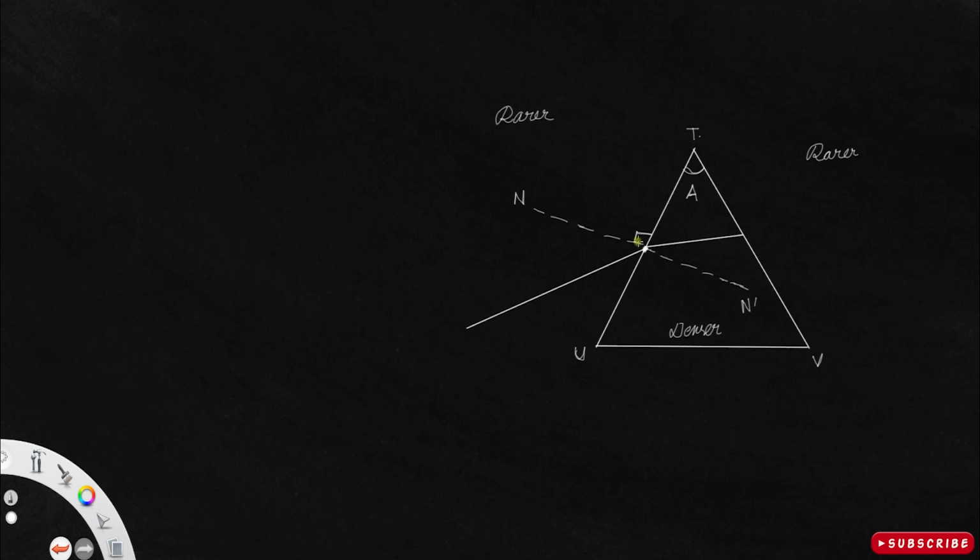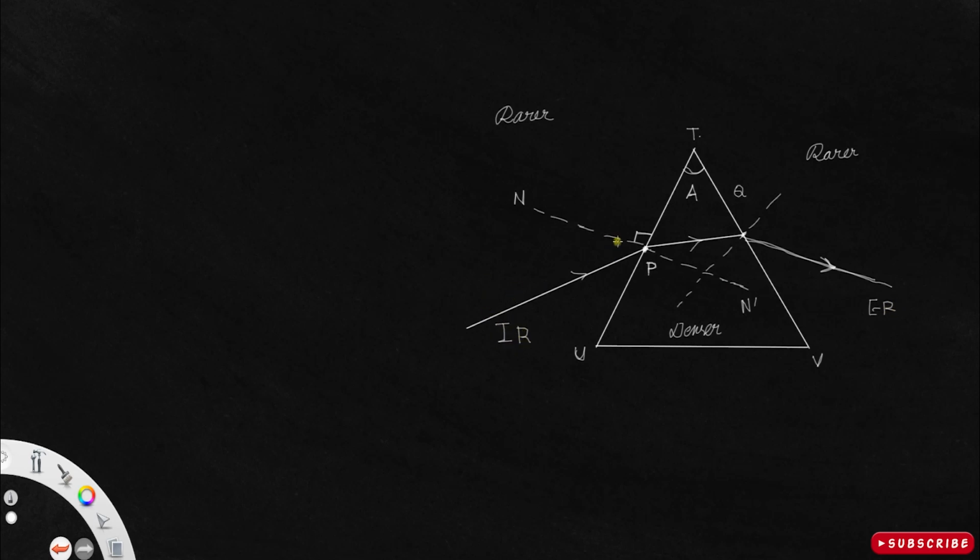And there is one more. Let's name this point as P. Now let's call this point as Q. I have to draw a normal in here also. So this time the ray is traveling from denser to rarer medium, so it bends away from the normal like this. So this is the emergent ray and this is the incident ray.